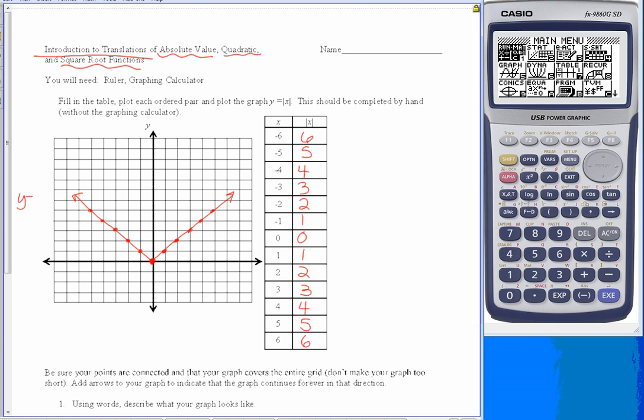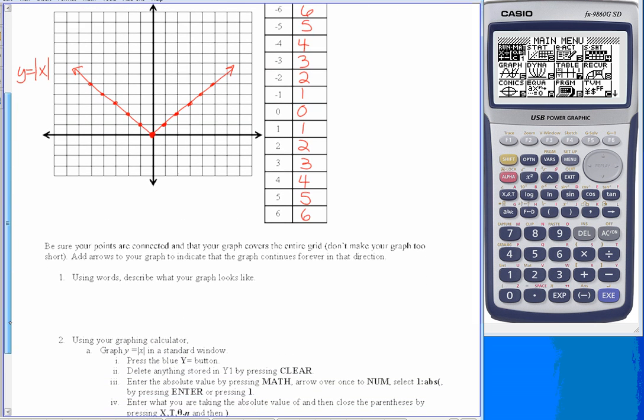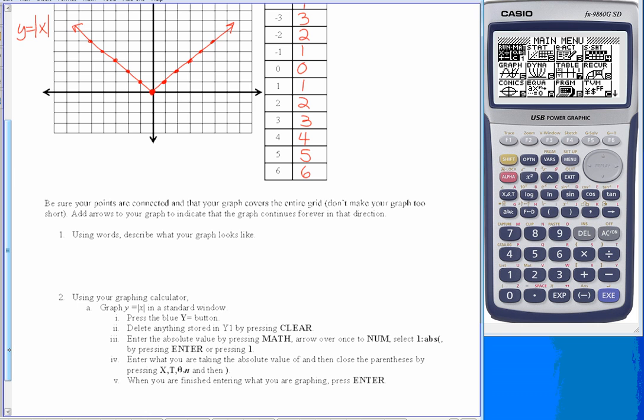I'm going to label this graph y equals the absolute value of x, because later I'm going to ask you to put some more graphs on there as well. So down at the bottom here, it says, using words, describe what your graph looks like. I call this one the V shape.